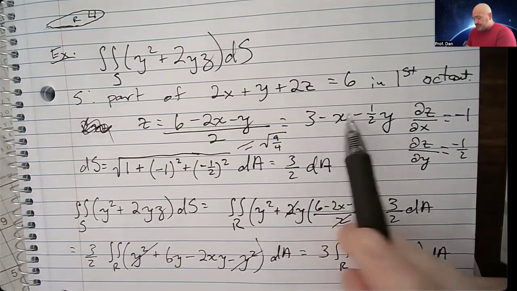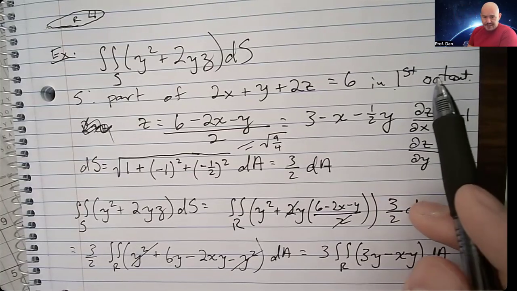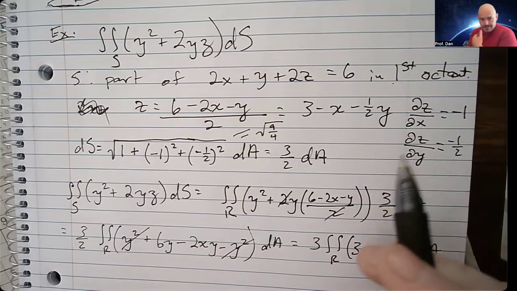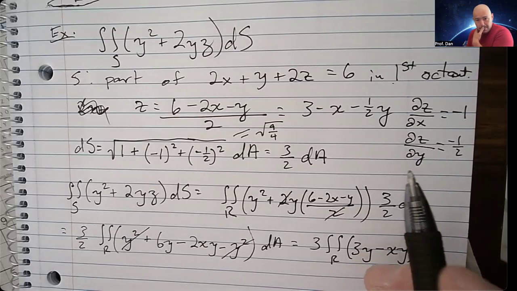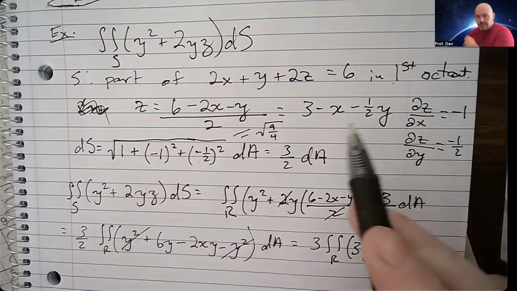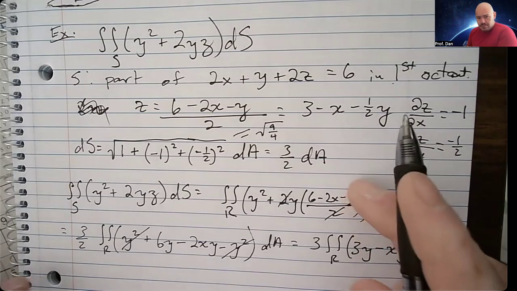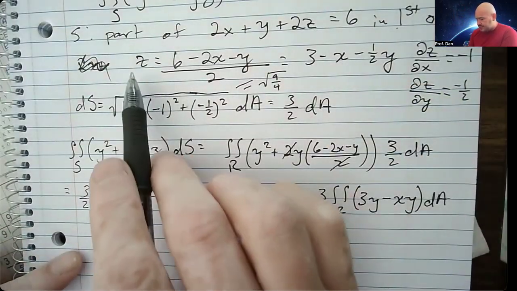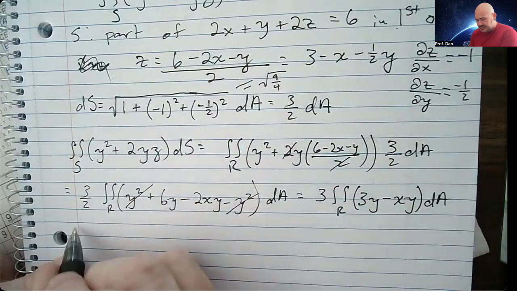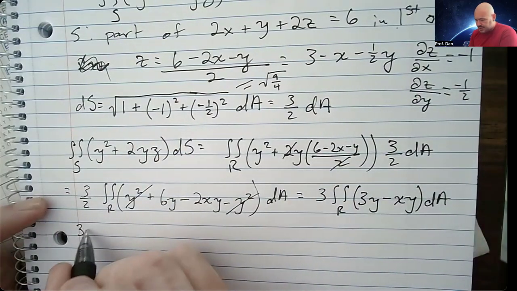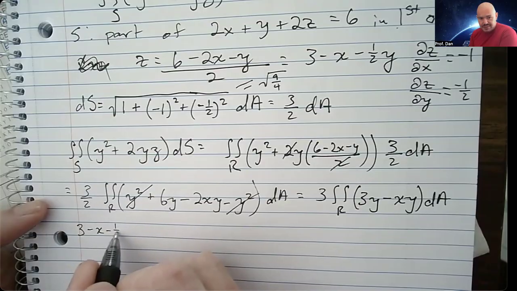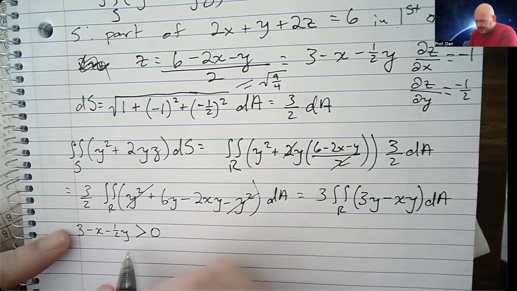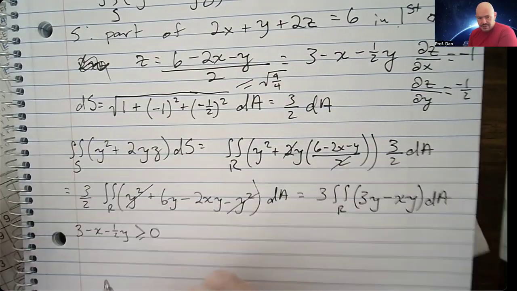All right, so now that I have everything pretty simple, I can think about my bounds. So thinking about the bounds, remember, we're sticking to the first octant. That means that x, y, and z are all going to be greater than 0. All right, so one thing I can do is I can take what I got from isolating z. That was 3 minus x minus 1/2 y, and set this greater than or equal to 0.